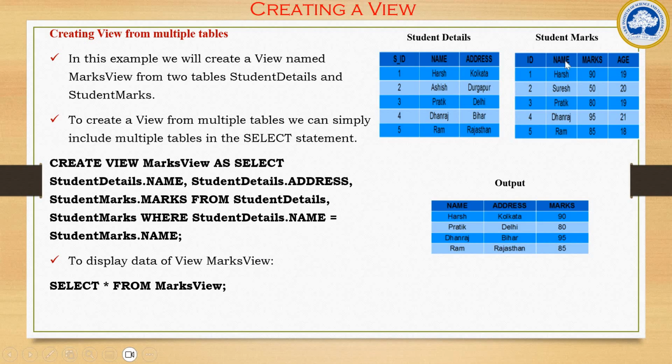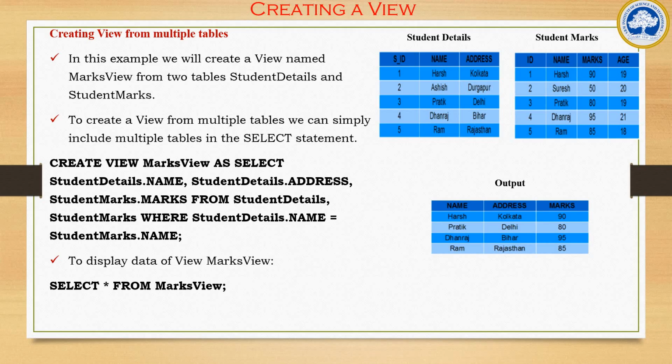Which column is common between these two tables? The name column is the common column. So student_details.name equals student_marks.name. If both columns match, that information alone is taken and placed as a new view. If it doesn't match, that information will not be taken for creating the new view. So row by row the condition is verified, then it creates the view.